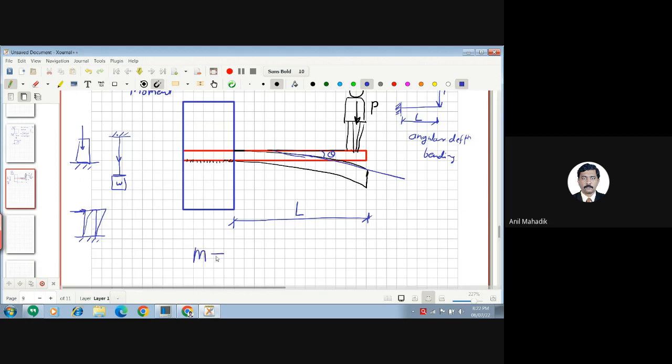What is a moment? There is just force into distance, isn't it? P into L. I'm ignoring the weight of this horizontal bar for the time being. So there is a P and there is an L. So what is the unit of this moment?